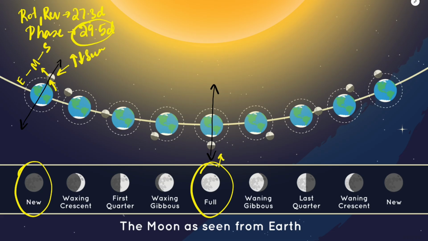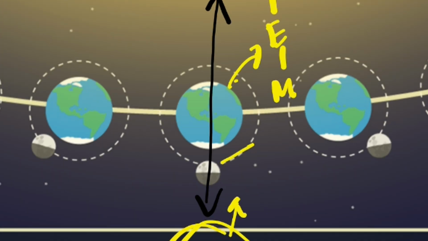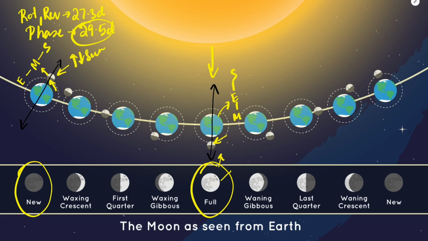Whereas it is a full moon when the Earth is in between the Sun and the Moon. This allows the entire near side of the Moon to be fully illuminated by the Sun. The full moon rises at sunset while it sets at sunrise. This is when a lunar eclipse can occur, but only if the Moon crosses the Earth's shadow.